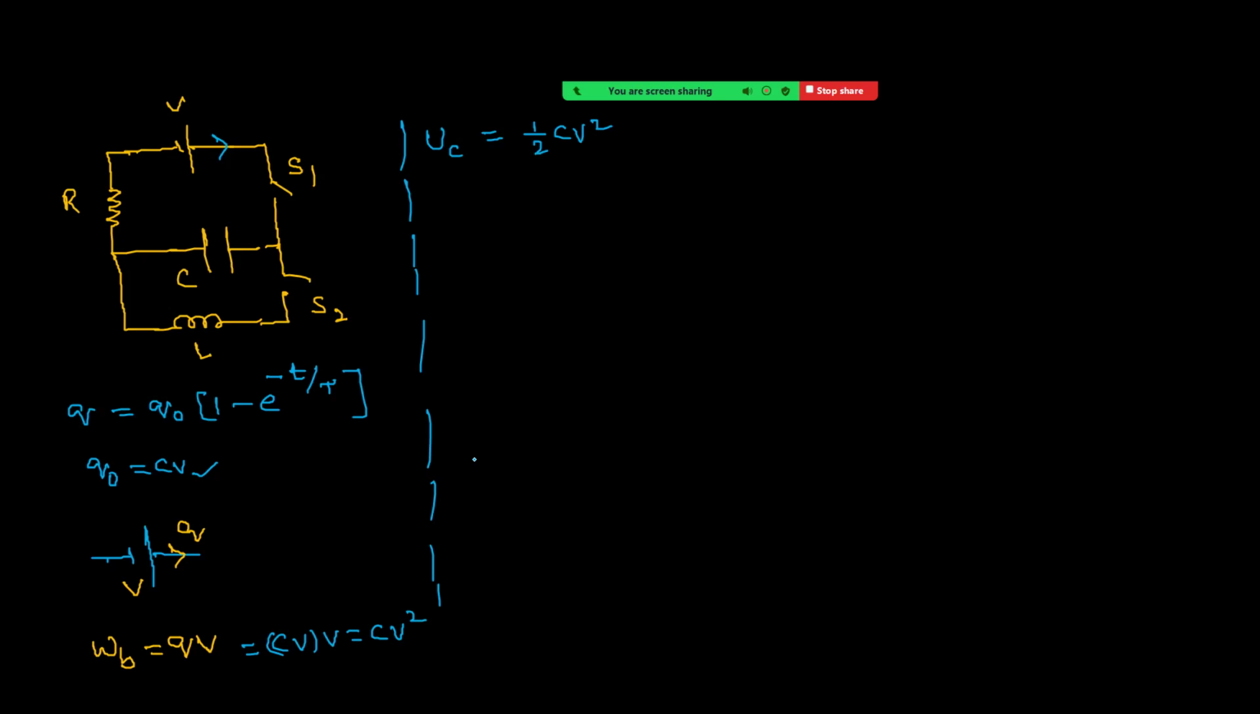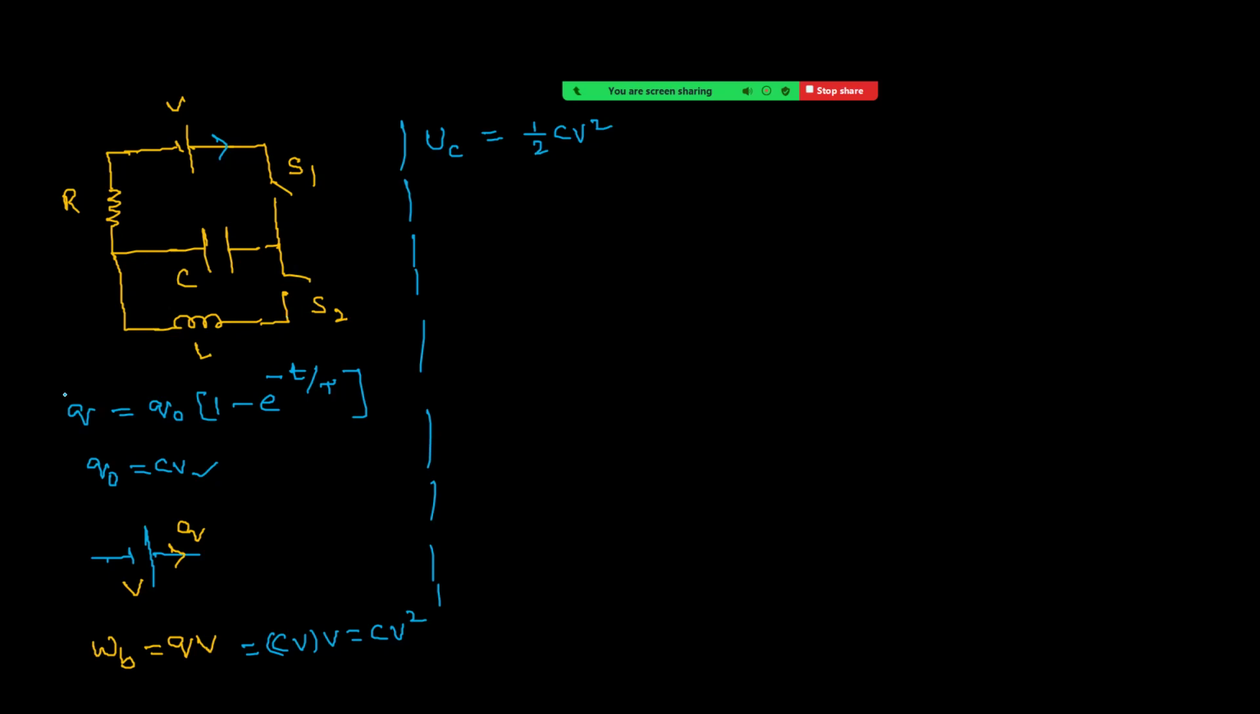After the capacitor gets fully charged, S1 is opened, S2 is closed, so that the inductor is connected in series with the capacitor. This is now an LC oscillation set because S1 is opened, S2 closed.